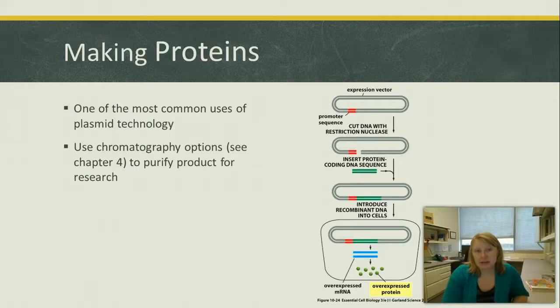So I can easily see it in the cell because it's green. That's how I can do it here, is I can just add it on to the end of this sequence, and then the cell will produce this protein with the tag on it.